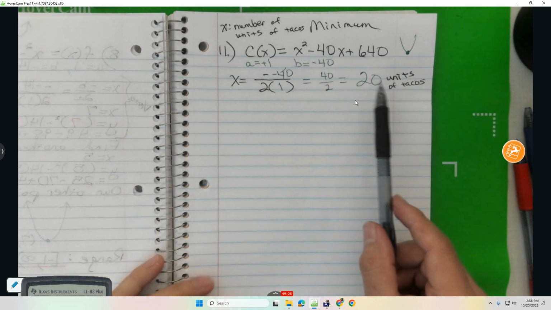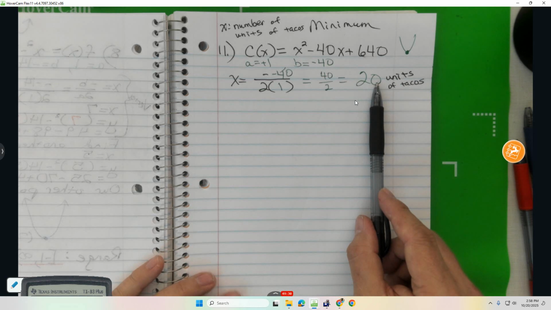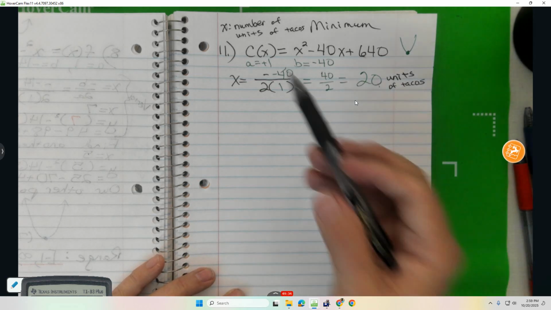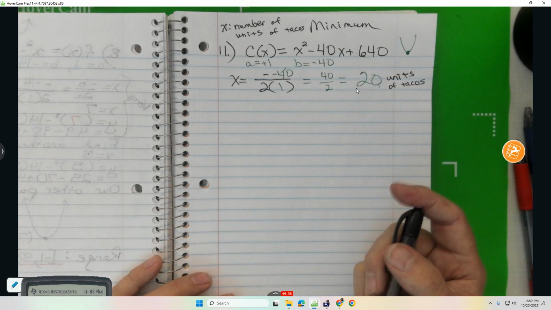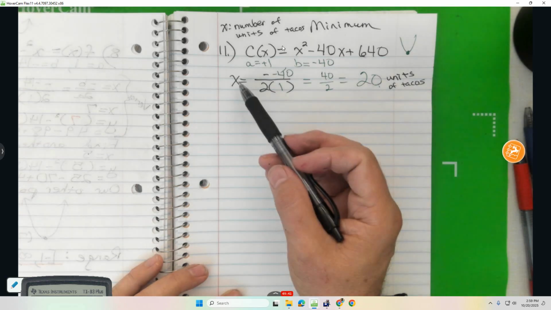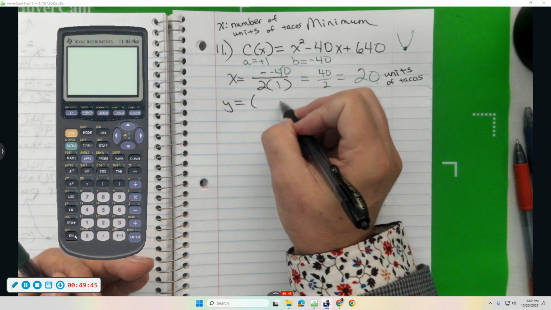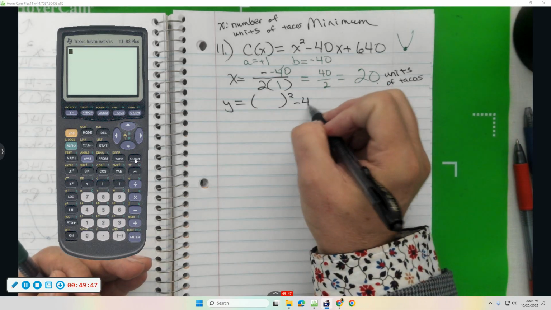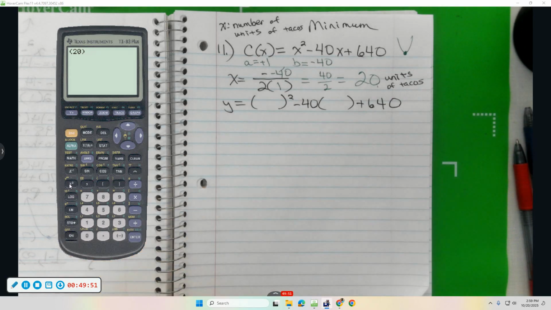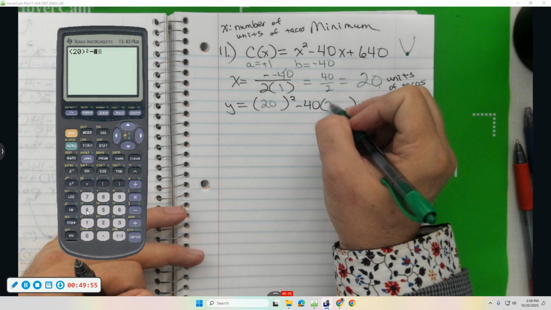But okay, so we know the x value. She needs to sell 20 units of tacos. What about the y value? How do we find the actual cost? How much money is she going to have to spend to run that taco stand? Once you know x, you plug it in to find y. So you plug in the 20.